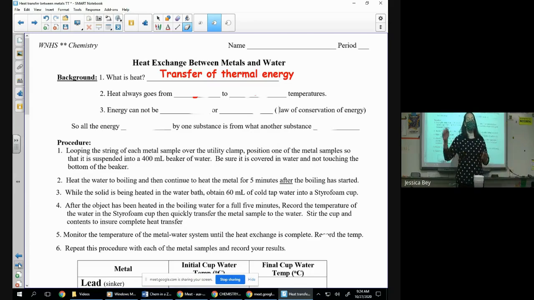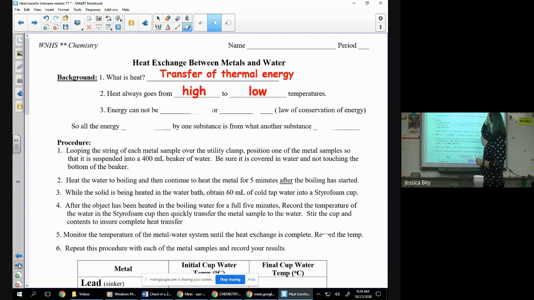All thermal energy goes from what to what? High to low. Very good. And then another little guy you might see on your lecture questions today. The good old law of conservation of energy says energy cannot be created or destroyed.